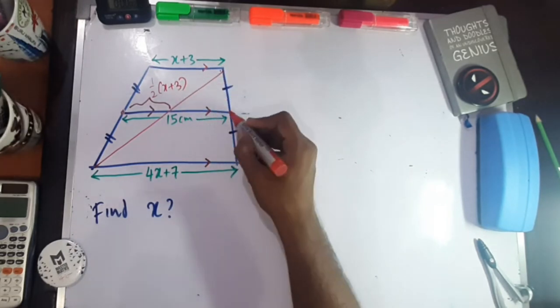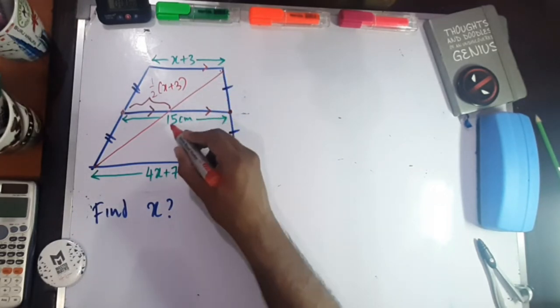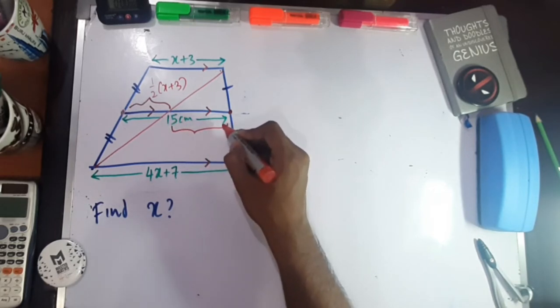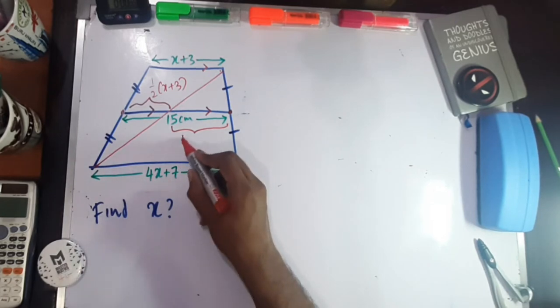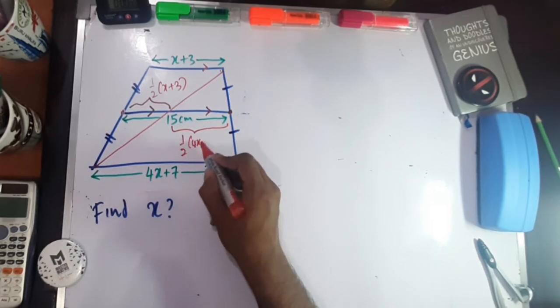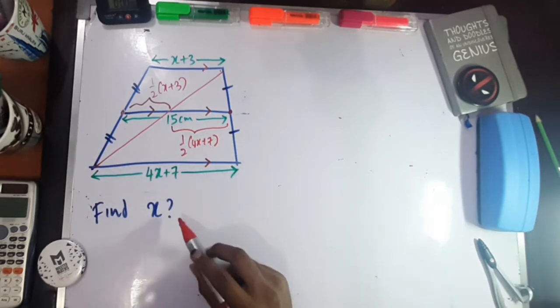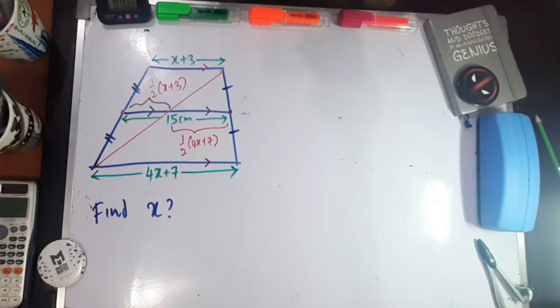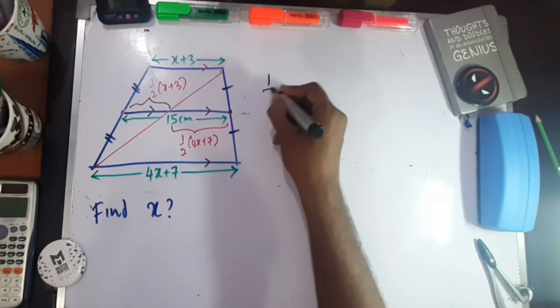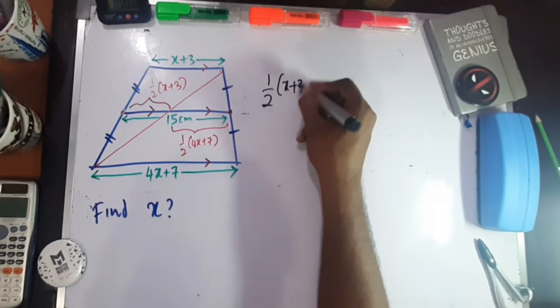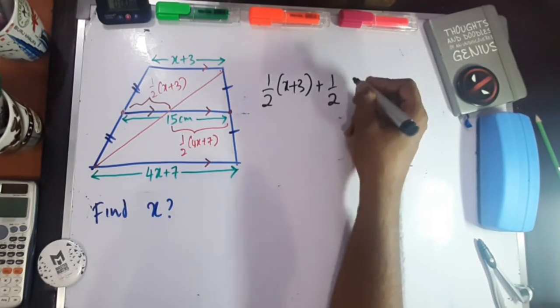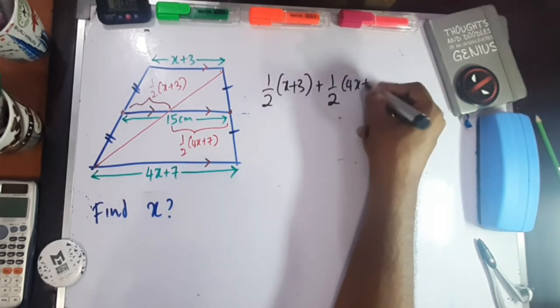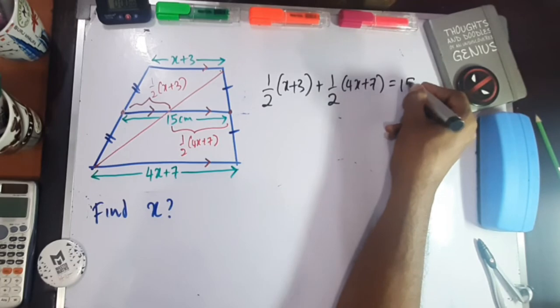And similarly, since there is a midpoint and a parallel line, if you apply converse of midpoint theorem to this side, it will be half of the side over here. So that is half of 4x plus 7. And the whole side is marked as 15, which means now we can say half of x plus 3 plus half of 4x plus 7 altogether must be equal to 15.